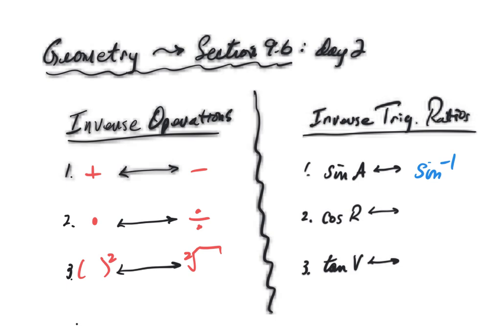If we have the cosine of r, that's going to give us the ratio, in this case of the adjacent and the hypotenuse. But if we wanted to do it in reverse, we take the inverse cosine. If we have the tangent of v, that's going to give us the ratio of the opposite and the adjacent sides for this angle v. But if we wanted to do it backwards, we do the inverse. And remember the little -1 superscript up here tells us that that's the inverse trig ratio.